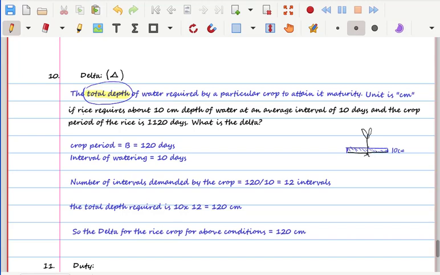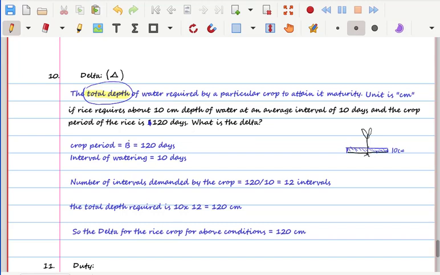Let's say if we have a rice field, that rice requires about 10 centimeter of depth of water at an average interval of 10 days. After every 10 days, we need to give 10 centimeter depth water to this rice, right? And the crop period of the rice is 120 days. What is delta? So we are asked to find out the delta. So let's see what we are given.